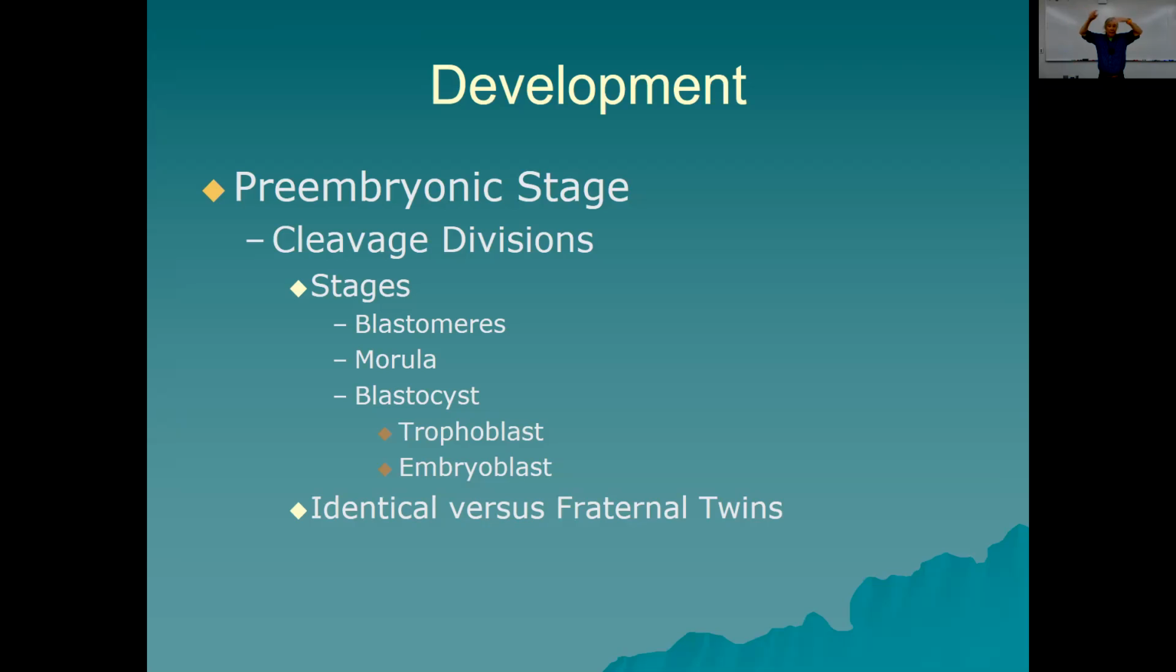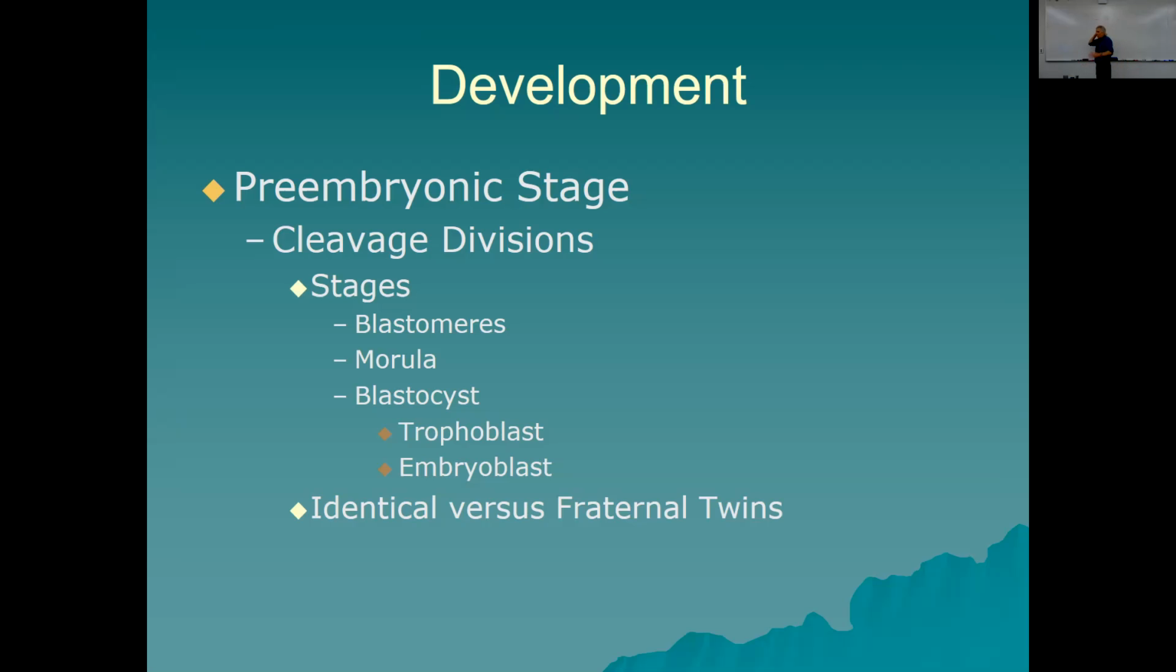Identical twins are genetically identical. Fraternal twins are not genetically identical. They can be brother and sister. Identical twins have to be sister, sister, brother, brother. Fraternal twins can be different genders, and they're just as related as regular siblings. They just happen to be sharing a uterus at the same time.